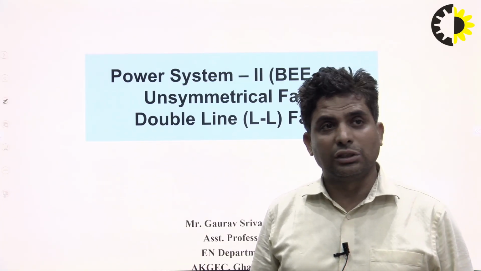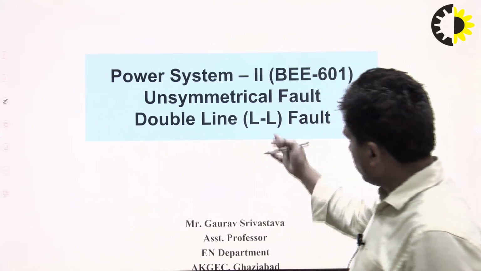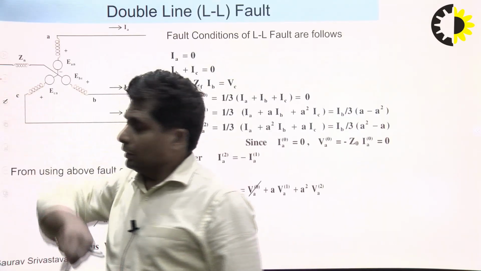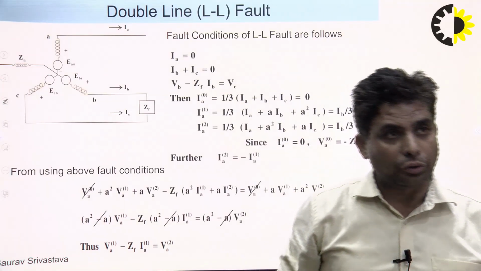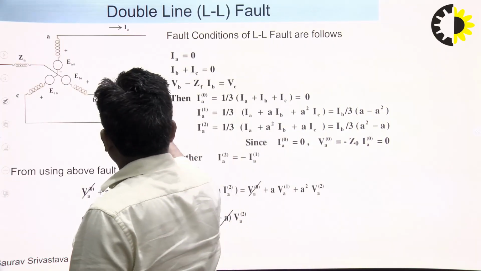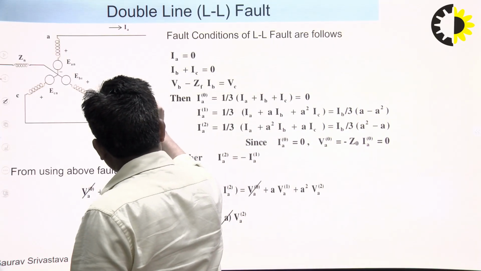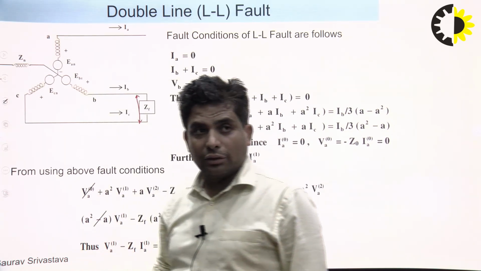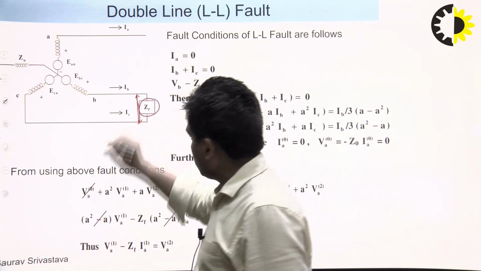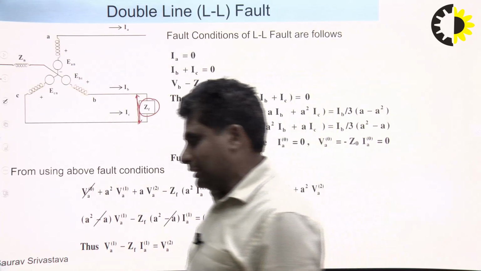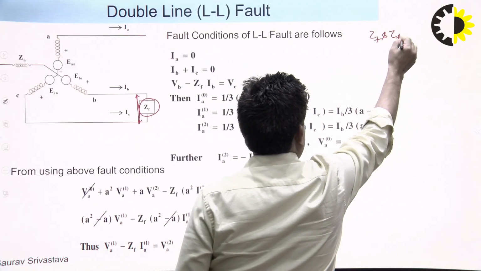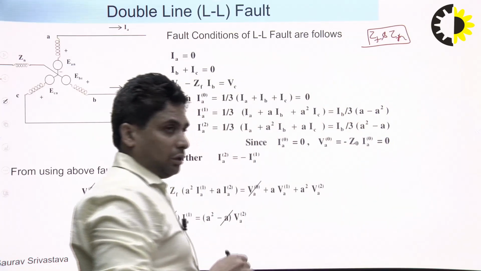Today we discuss the unsymmetrical fault in the case of the double line fault, known as the LL fault. As the name suggests, a fault is generated between two lines, and the two lines are short circuited. Here we have also included the fault impedance. We have discussed the case without fault impedance and without neutral impedance at a later stage.